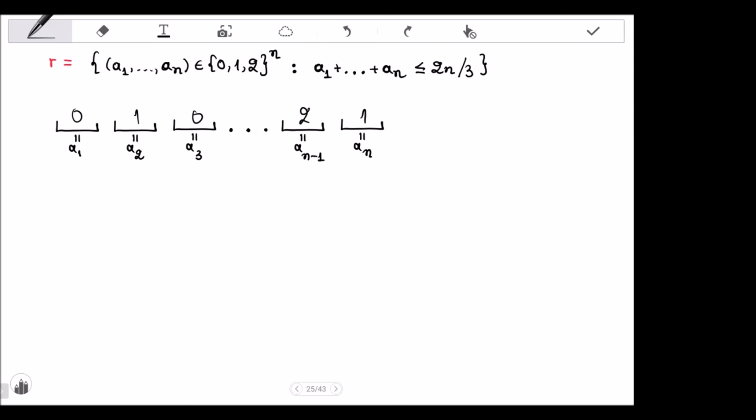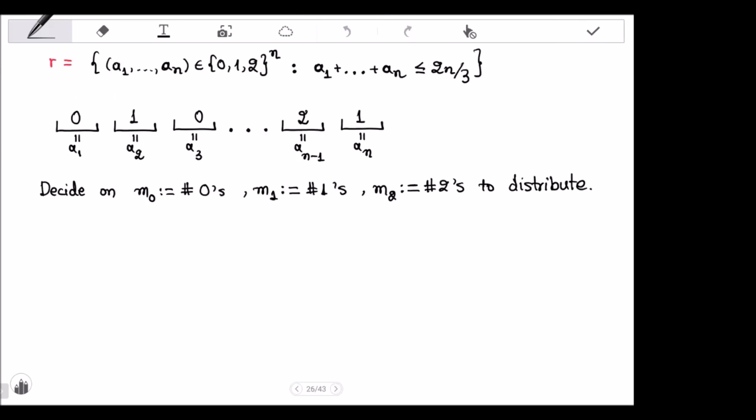Okay, so in how many ways can I do that? That's the R I care about. First of all, I decide how many zeros, how many ones, and how many twos I will distribute. So that is first a choice I need to make.